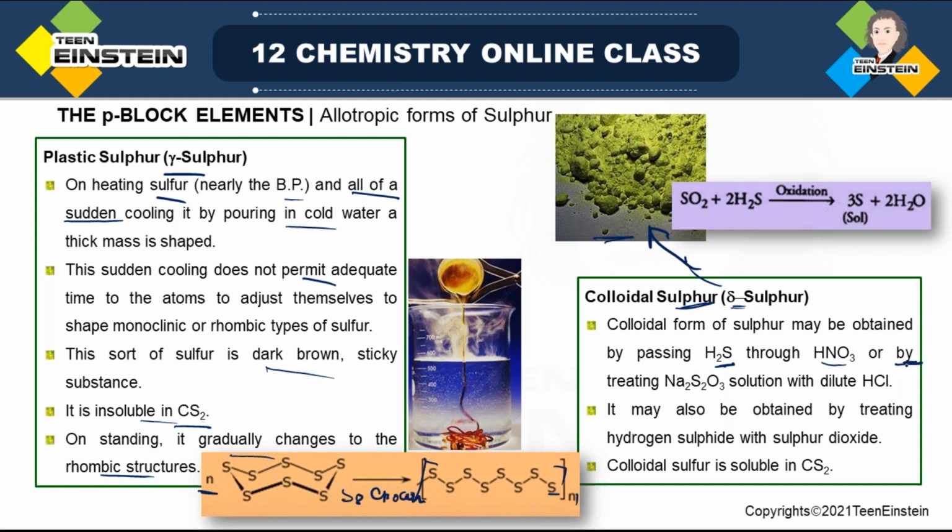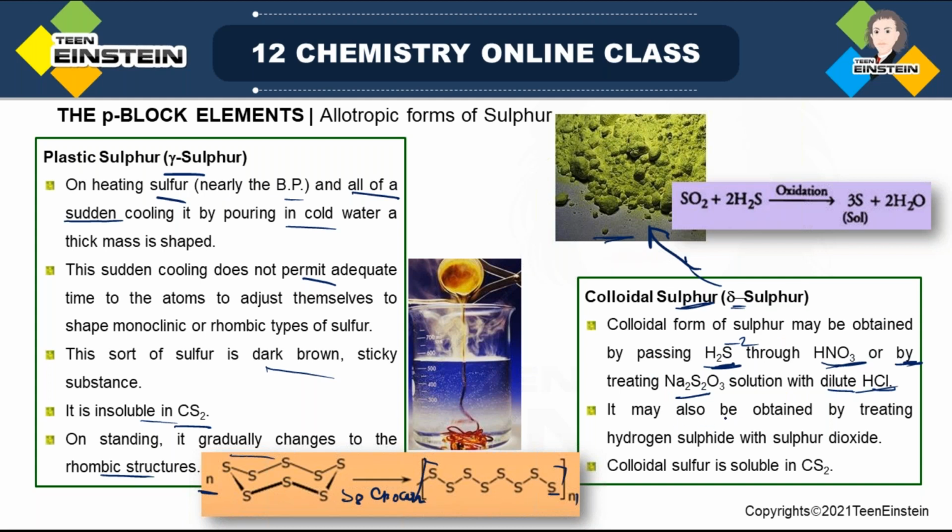This is one method. Another method is by treating Na2S2O3 solution with dilute HCl. So here from H2S you are getting sulfur, that means from the -2 state you are using an oxidizing agent. So from the -2 state it will now be in the elemental state, that is zero oxidation state. Similarly, by treating Na2S2O3 solution with dilute HCl, this is another method.